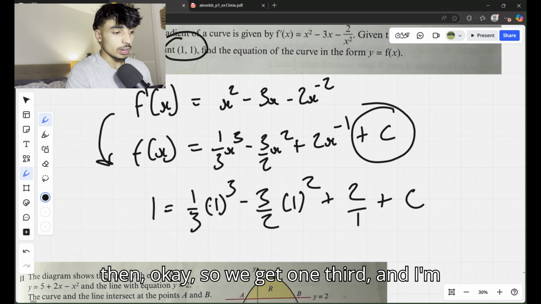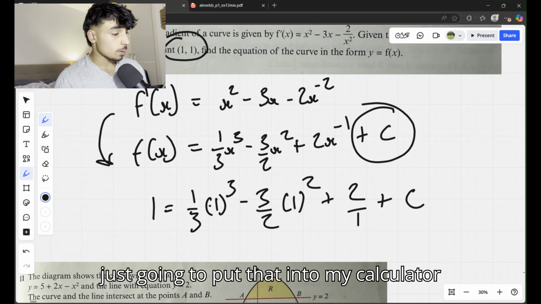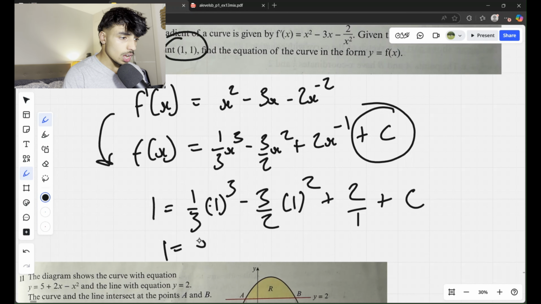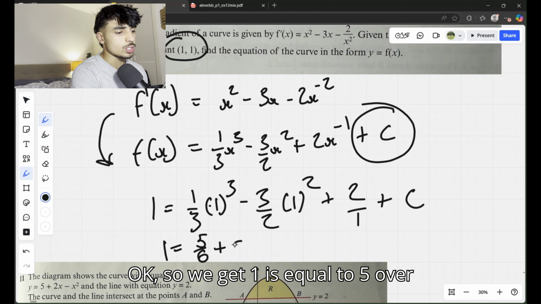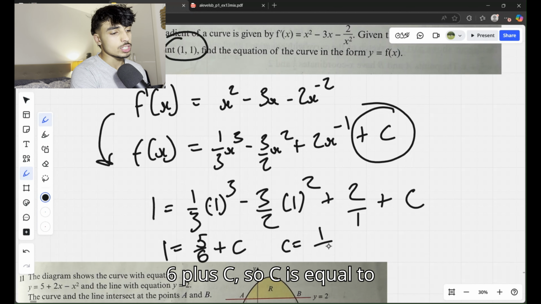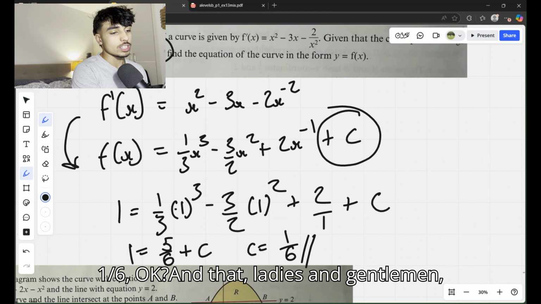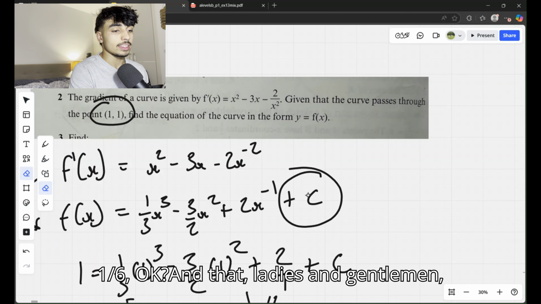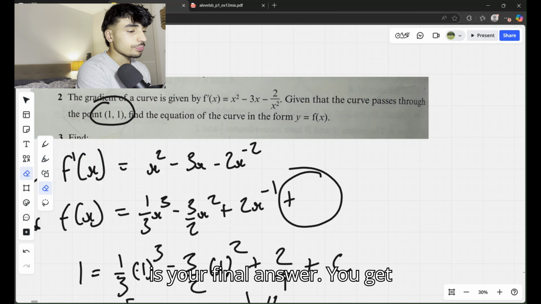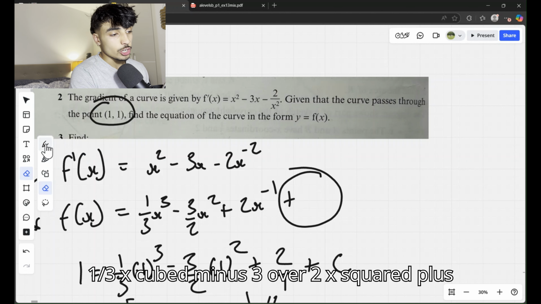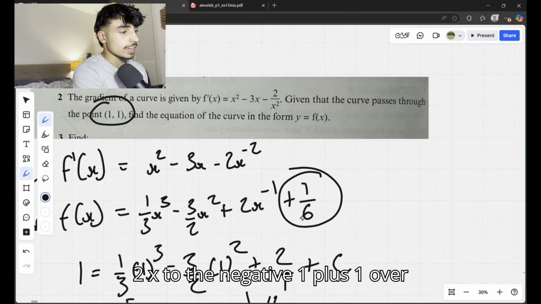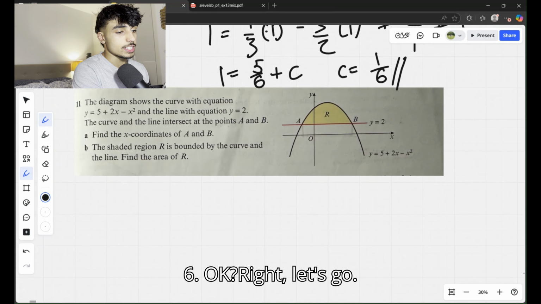And then, okay, so we get 1/3. If I'm just going to put that into my calculator real quick. Okay, so we get 1 is equal to 5 over 6 plus c. So c is equal to 1/6. Okay, and that, ladies and gentlemen, is your final answer. You get 1/3 x cubed minus 3 over 2x squared plus 2x to negative 1 plus 1 over 6.